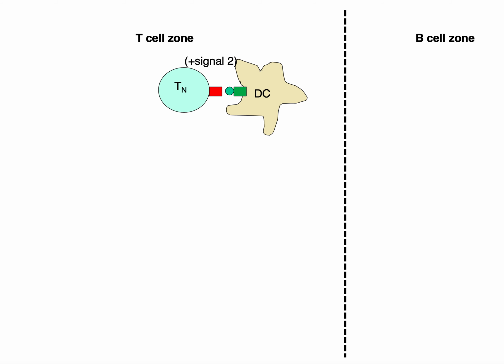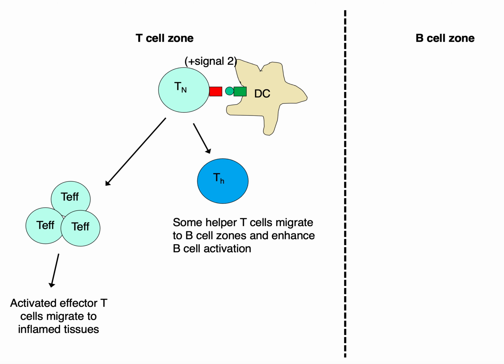So in summary, we have a naive T cell within the T cell zone or paracortex that gets activated by a dendritic cell that is presenting antigens on its MHC and also providing signal 2 co-stimulation. These T cells undergo clonal expansion and also acquire functions, and I'm going to call these now effector T cells. These effector T cells are now prepared to migrate into tissues and mediate their effector functions. Some of these T cells, however, differentiate into helper T cells that, rather than migrating out of the lymph node, migrate over to the B cell zone of the lymph node. And there they can enhance B cell activation.